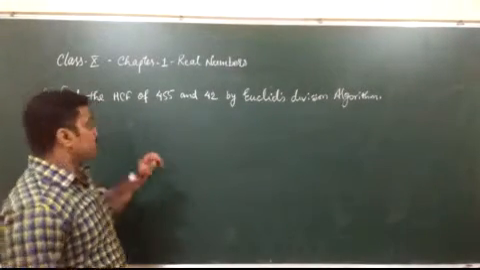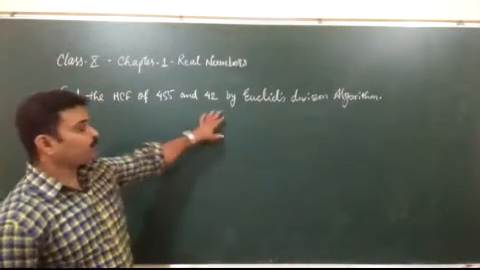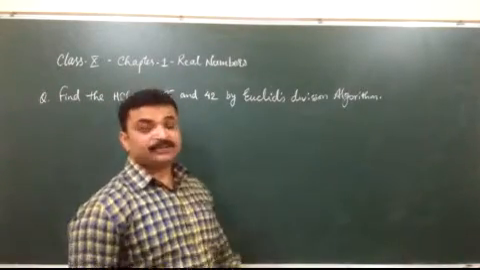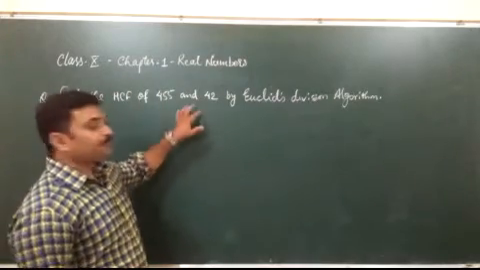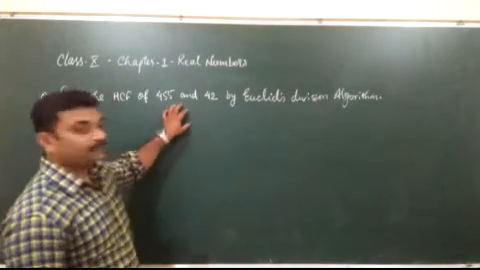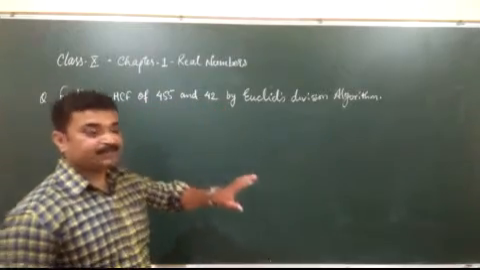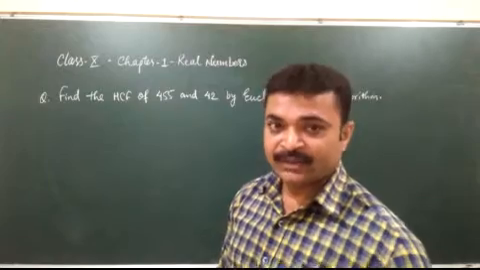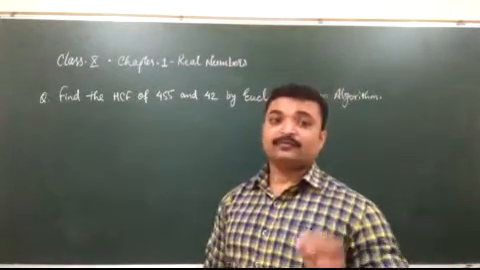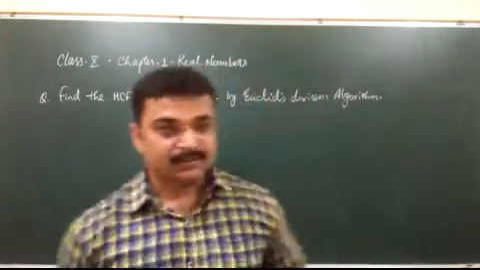Now our question is: find the HCF of 455 and 42 by Euclid's division algorithm. We are taking very small numbers, 455 and 42. We have to find the HCF of 455 and 42. What is this HCF? HCF is the product of lowest common factors involved in the numbers.